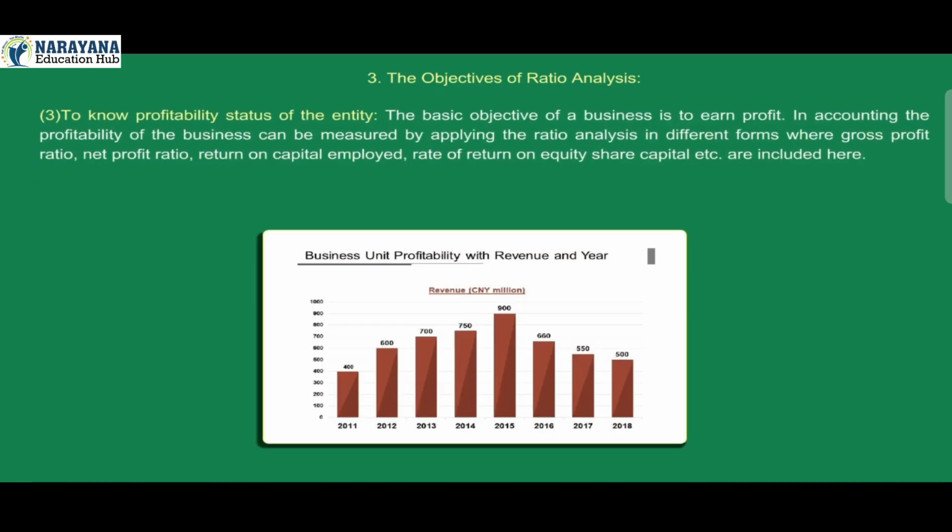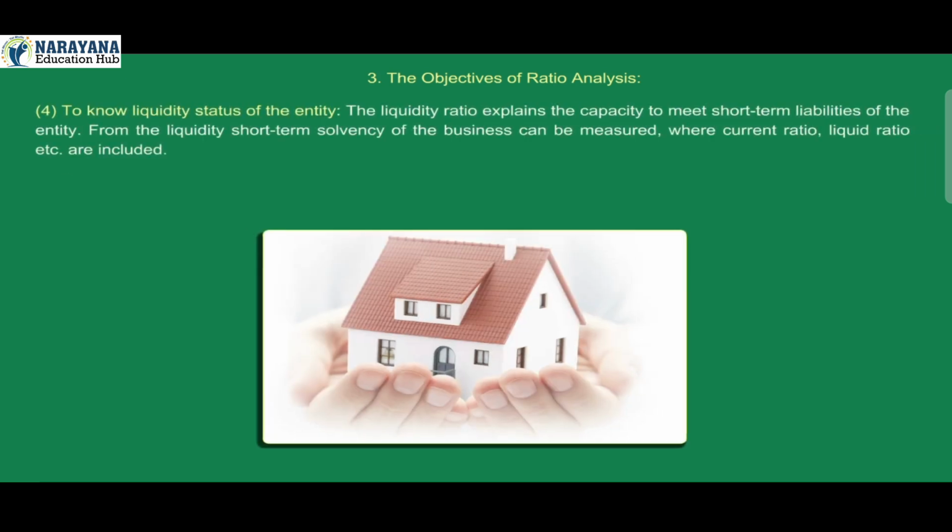3. To know the profitability status of the entity. The basic objective of a business is to earn profit. In accounting, the profitability of the business can be measured by applying ratio analysis in different forms, where gross profit ratio, net profit ratio, return on capital employed, rate of return on equity share capital, etc. are included here.